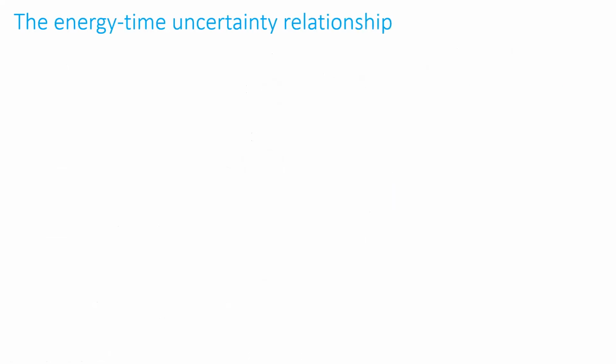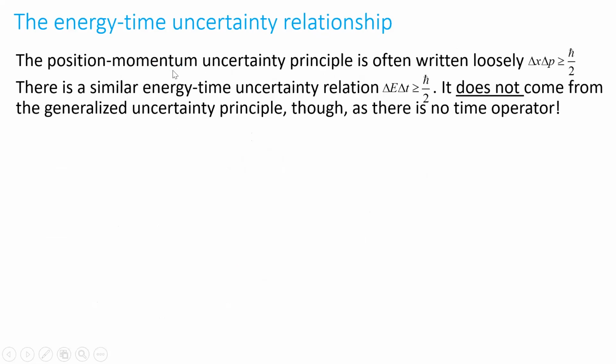Okay, so finally, let's talk about the energy-time uncertainty relationship. So this one's interesting. The position-momentum uncertainty principle is often written loosely. Instead of sigma x, sigma p is greater than or equal to h bar over 2, as delta x, delta p greater than or equal to h bar over 2, where delta x kind of stands for the standard deviation of x, okay? There's a similar energy-time uncertainty relation, which is delta E, delta t is greater than or equal to h bar over 2. But it doesn't come from the generalized uncertainty principle, even though it looks almost the same, right?